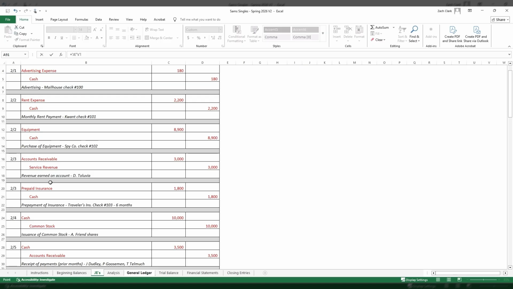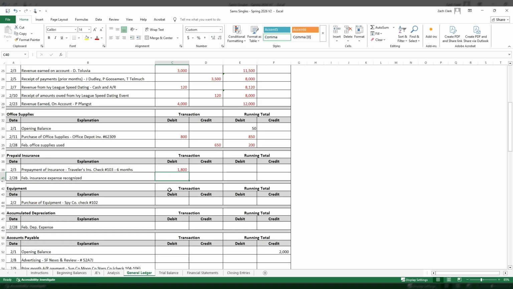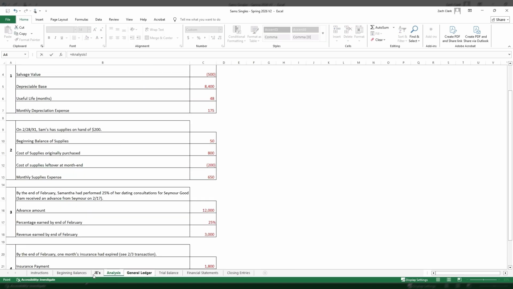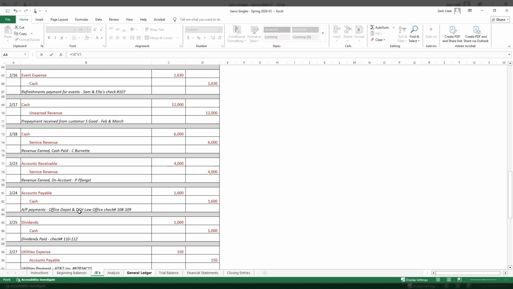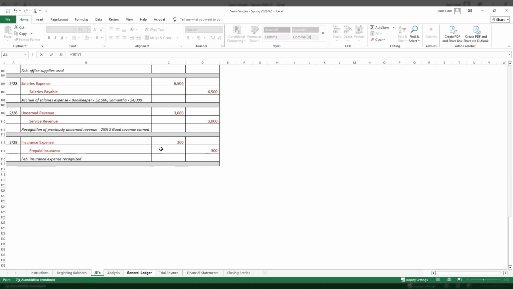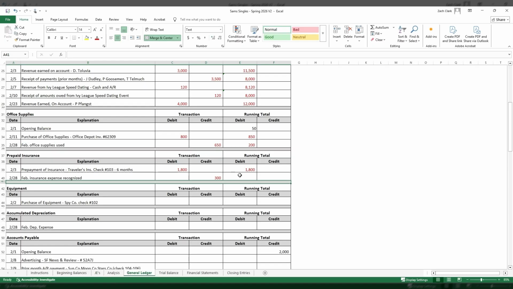So here we are, $1,800 increase. And we could just carry that over to the running total. No beginning balance to account for here specifically. But then we recognized a portion of the prepaid insurance for the 1 month of February. So we're going to credit prepaid insurance there.